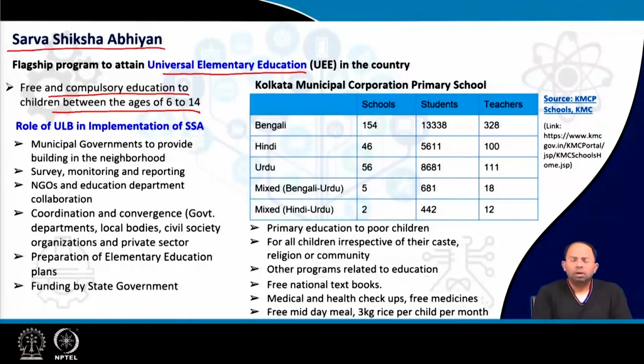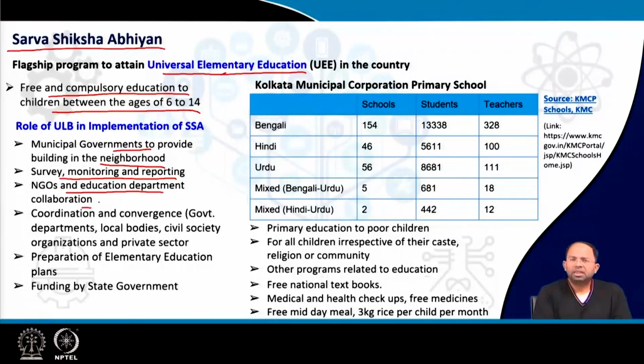The ULB's role in implementing this program is that municipal governments should provide the buildings in the neighborhood where this kind of schools could be conducted. Survey, monitoring and reporting of people engaged in the schools, or teachers in the schools, and what kind of education is being provided.